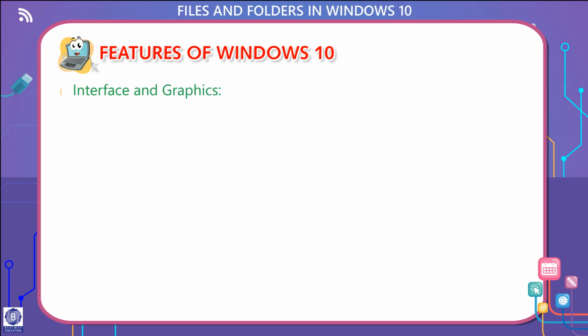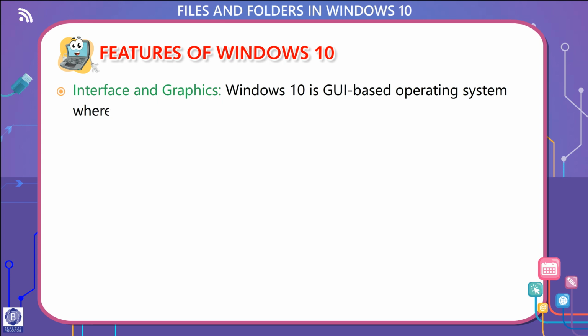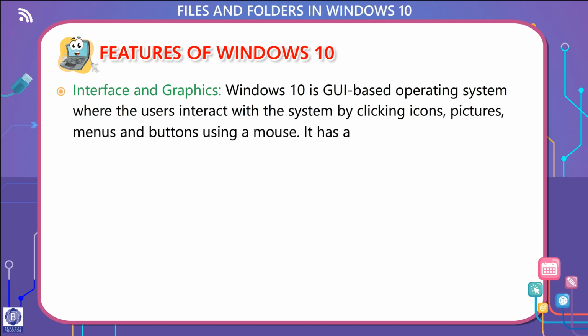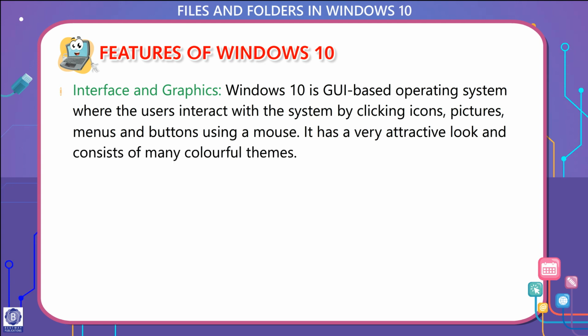Interface and graphics. Windows 10 is a GUI-based operating system where the users interact with the system by clicking icons, pictures, menus and buttons using a mouse. It has a very attractive look and consists of many full themes.